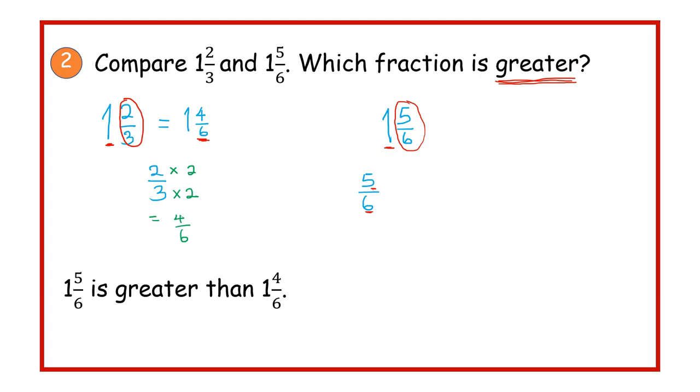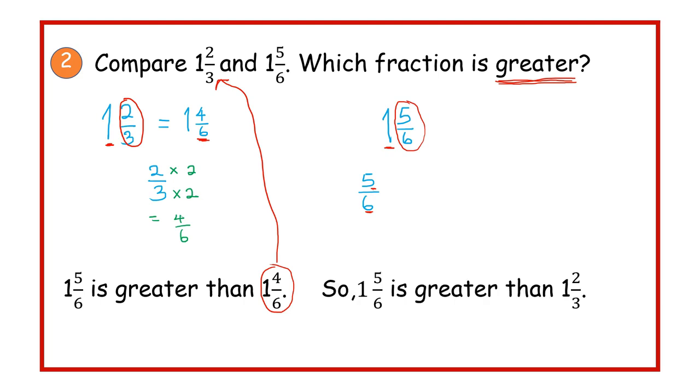But remember that 1 and 4 out of 6 is equal to 1 and 2 out of 3. So we can now rewrite it and say 1 and 5 out of 6 is greater than 1 and 2 out of 3. And then we can show this using the greater than sign. Okay?